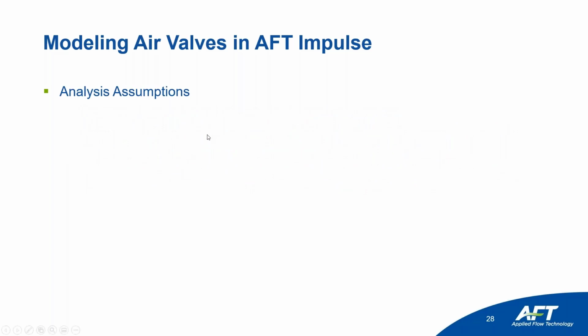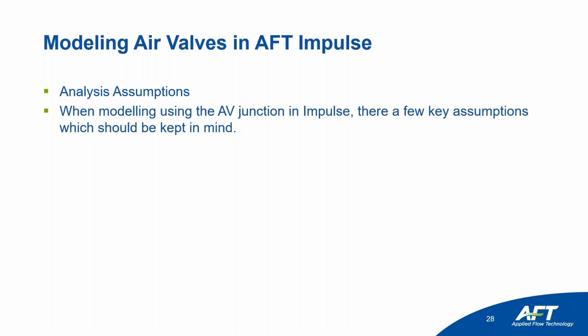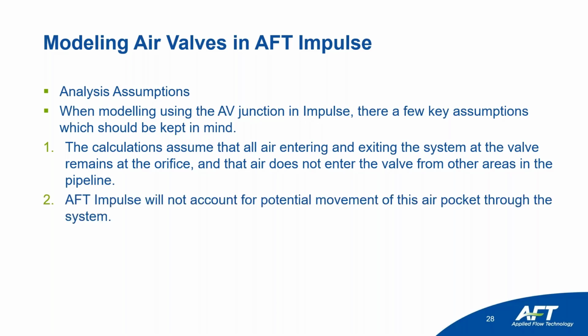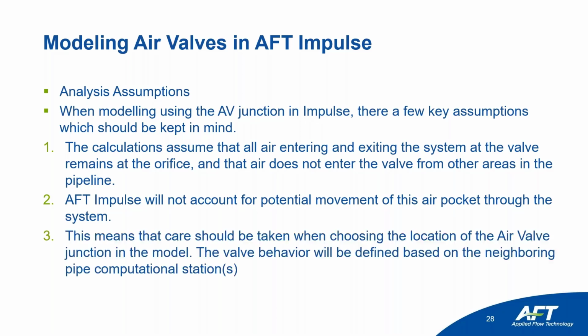Before we go to the model in Impulse, there are some analysis assumptions that you have to take into consideration when you model air valves in Impulse. First, the calculations assume that all the air entering and exiting the system in the valve remains in the orifice, and that air does not enter the valve from other areas in the pipeline. AFT Impulse will not account for potential movement of air pockets through the system. This means that care should be taken when choosing the location of the air valve junction in the model.